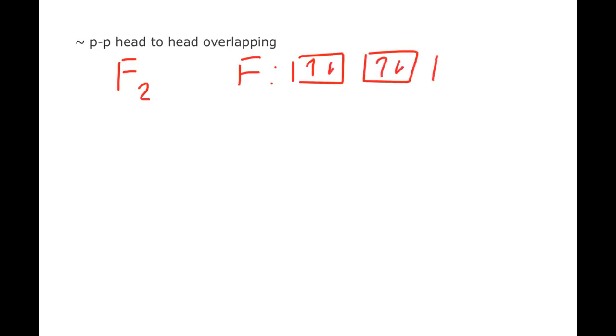Third is the PP head-to-head overlapping. Over here, we'll take an example of fluorine molecule. It has two fluorine atoms. Fluorine's configuration, as we did in the last slide, is 1s2, 2s2, and 2p5. So again, we can see that the empty orbital in fluorine is the pz orbital. So two p orbitals will be combining. P orbitals are represented by a lobe shape.